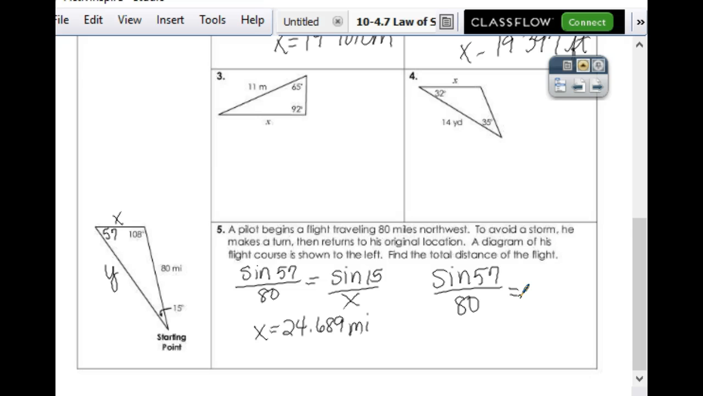So then what am I going to use to find side y? Sine of what? What's across from the y? The 108. We're going to cross multiply.